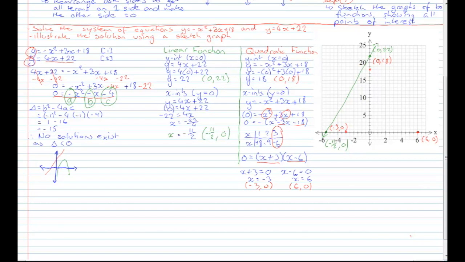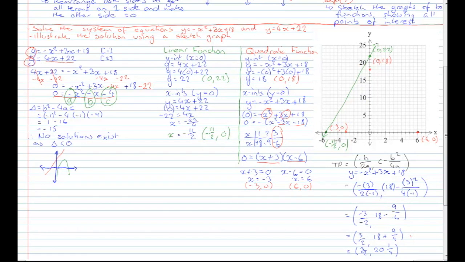Now the other thing I need to do is go through and find my turning point, which I haven't actually shown the working out for here. So I'll be 2 seconds whilst I get that up and running. There we go, and I'm back. So what I've got here is my turning point formula, so negative b over 2a, c minus b squared over 4a. Let's go through and label out a, b and c once again. So a is negative 1, b is equal to 3, and c is equal to 18.